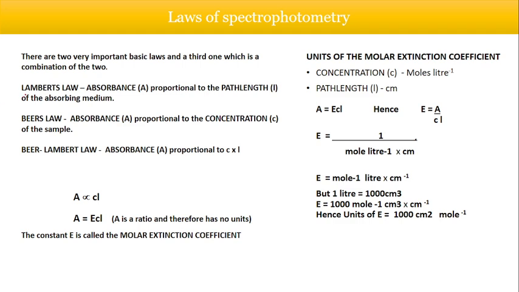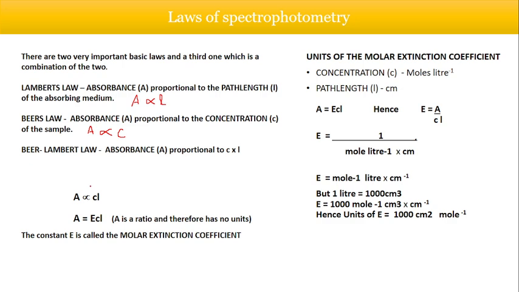So the two important laws are Lambert's law, which says that absorbance is proportional to the path length of the absorbing medium, so A is proportional to L, the path length. And Beer's law says that absorbance is proportional to the concentration of the sample.